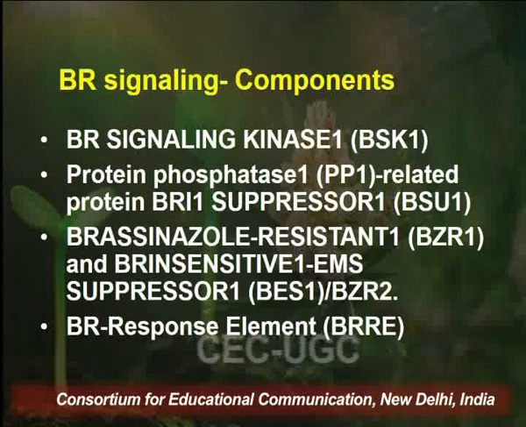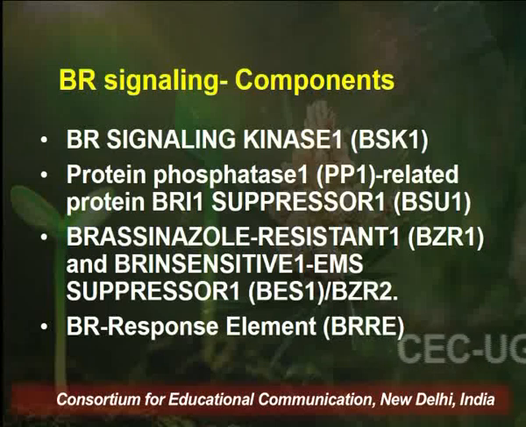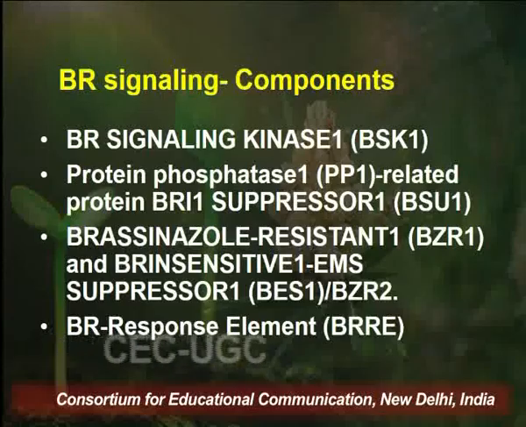Then we have brassinazole resistant 1, that is BZR1, and brassinosteroid insensitive 1 EMS suppressor or BES1 or BZR2 proteins. These are the components which are activated by BSU1 protein, and these two components enter into the nucleus, and in the nucleus they further activate brassinosteroid response elements, that is BRRE elements, which upregulate the expression of the genes that are responsible for exhibiting the brassinosteroid mediated effects on the plant.